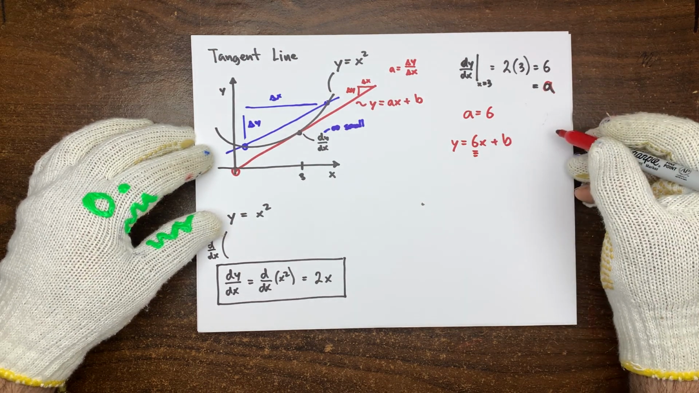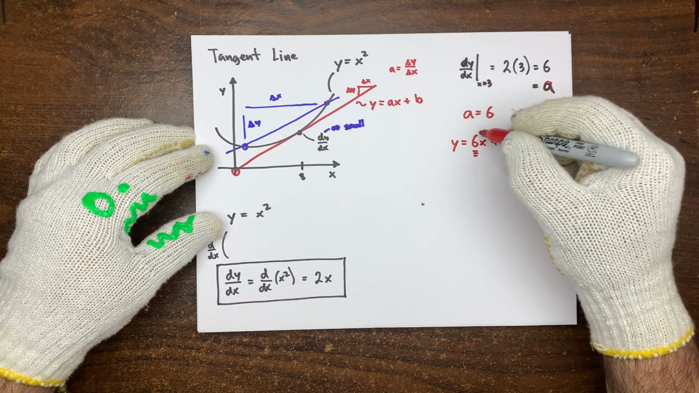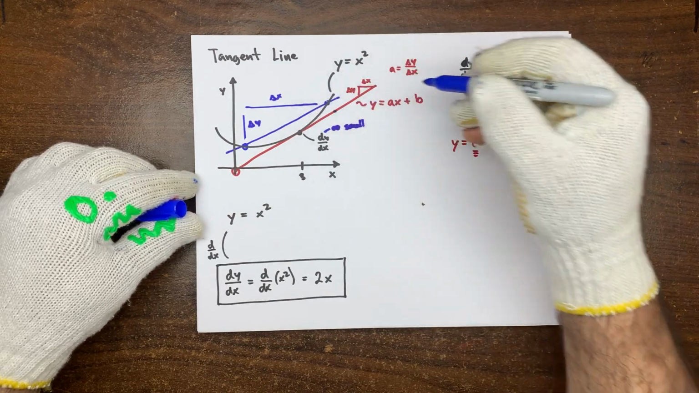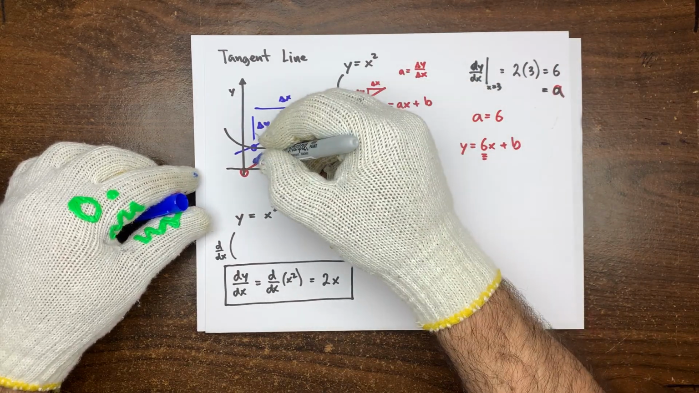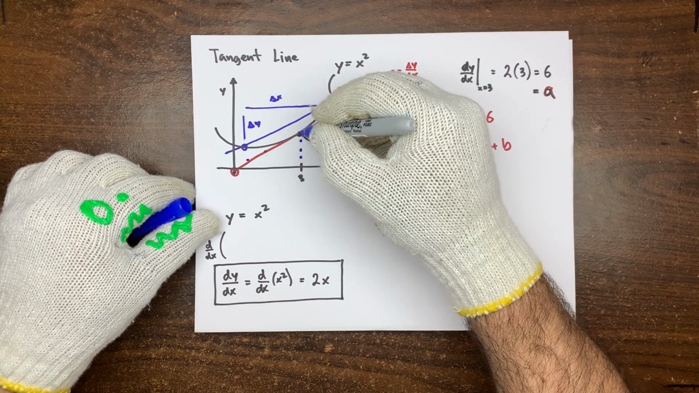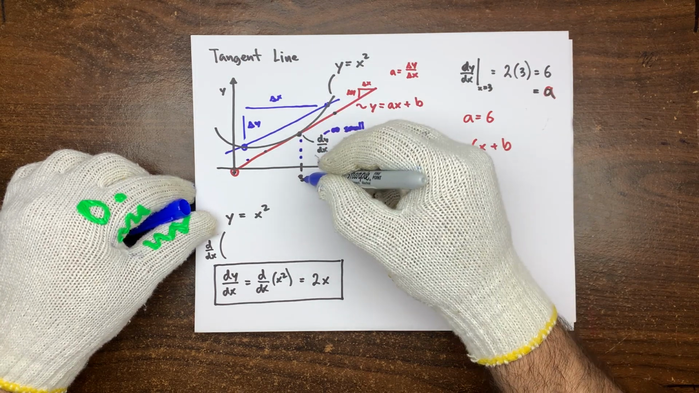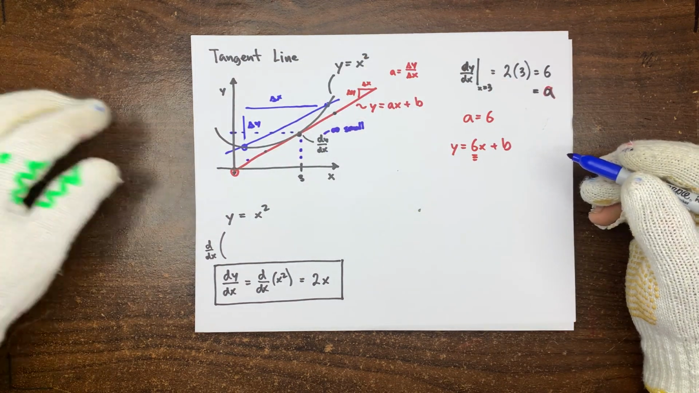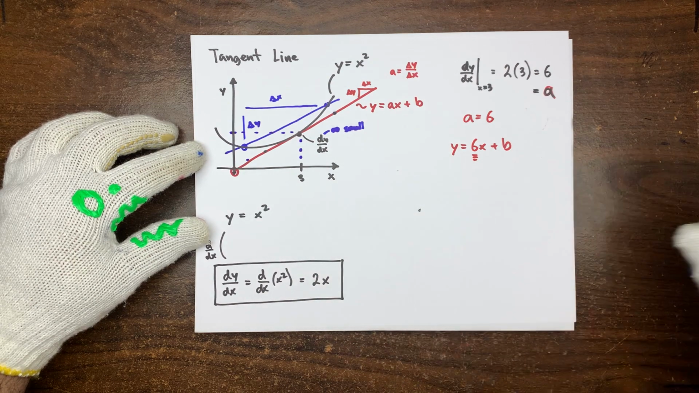How are we going to get b? We need to know an x and y value on this line. We need to know one of these points. If I know this point, I can get b. But I do know that point right here. It's at x equals 3. What's the y value? How do you get the y value of that? Well, we're going to plug it back into our original equation.